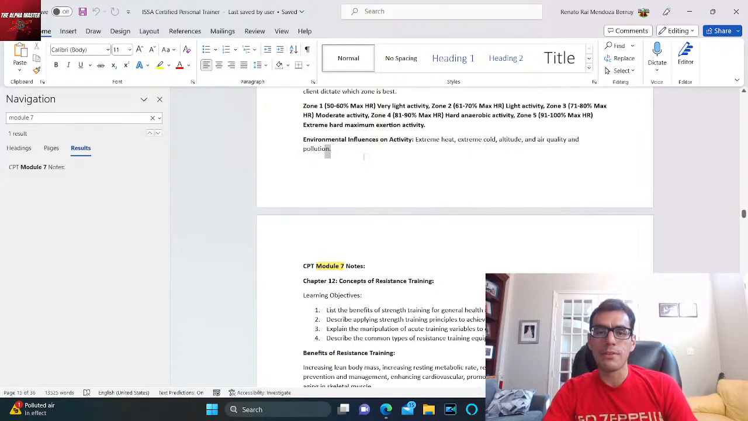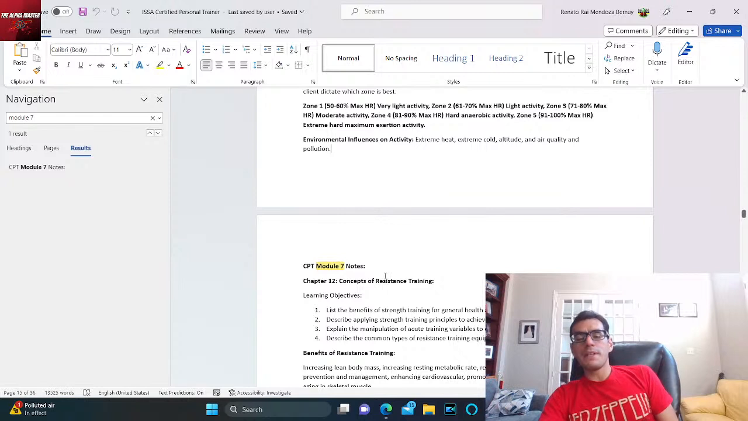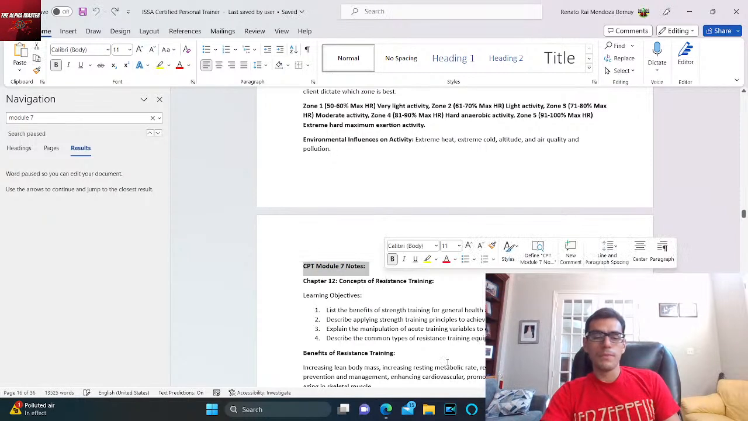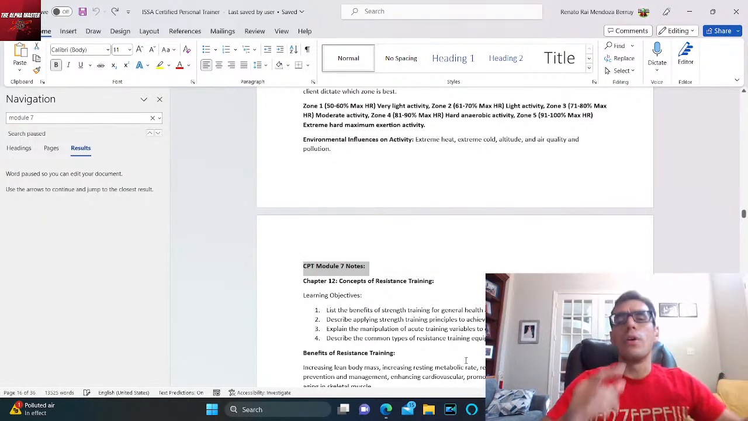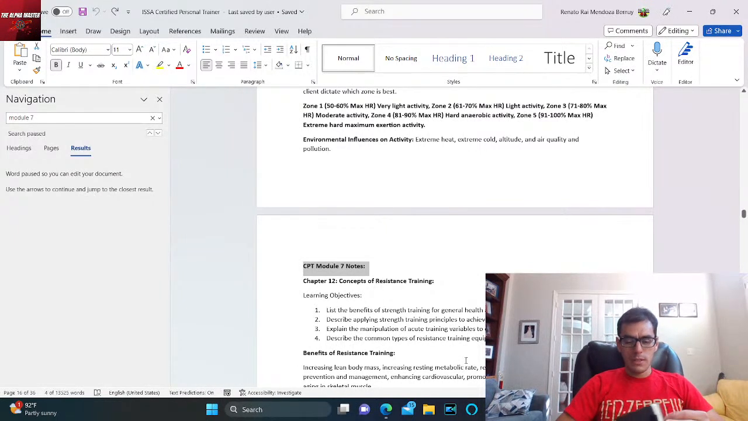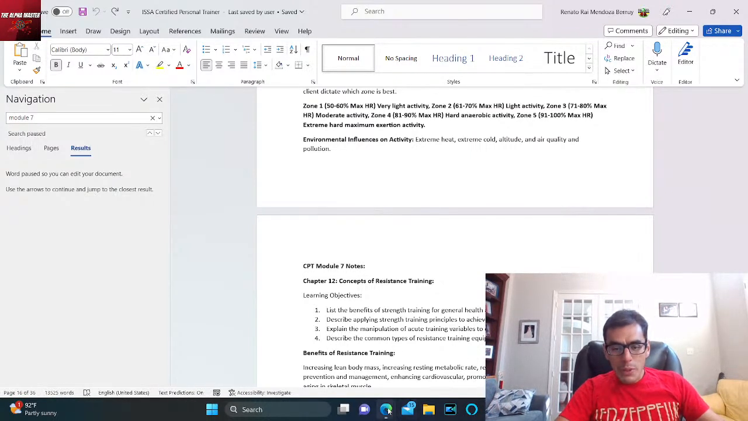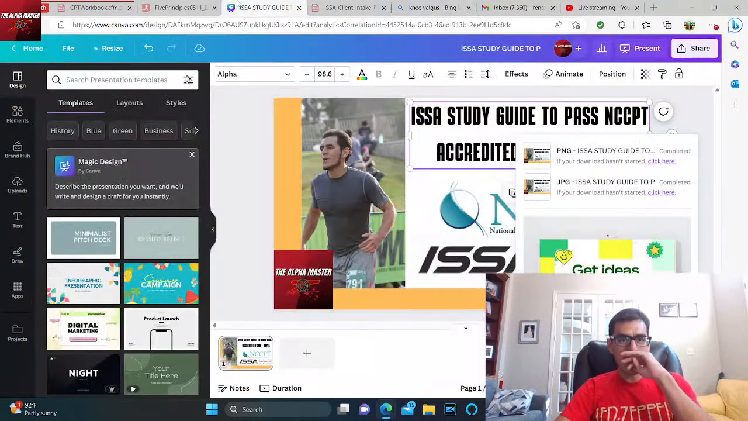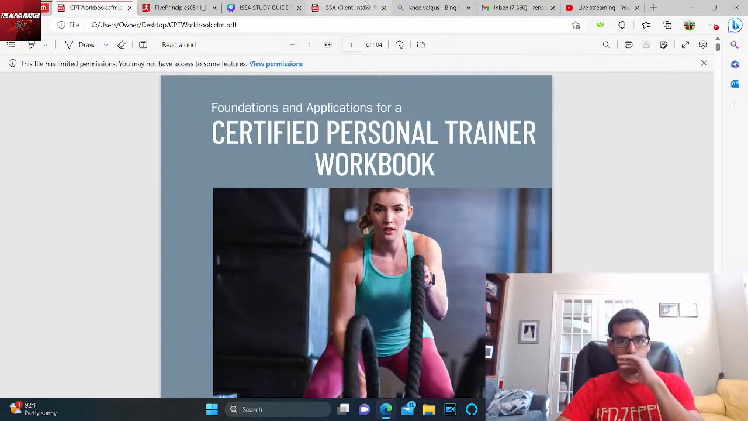So, anyways, guys, this is going to be a CPT Module 7, note that, from chapters 12 and 13. Chapter 12 is going to be concepts of resistance training, and chapter 13 is going to be exercise selection and technique. And by the way, exercise selection and technique is a sound session overall.